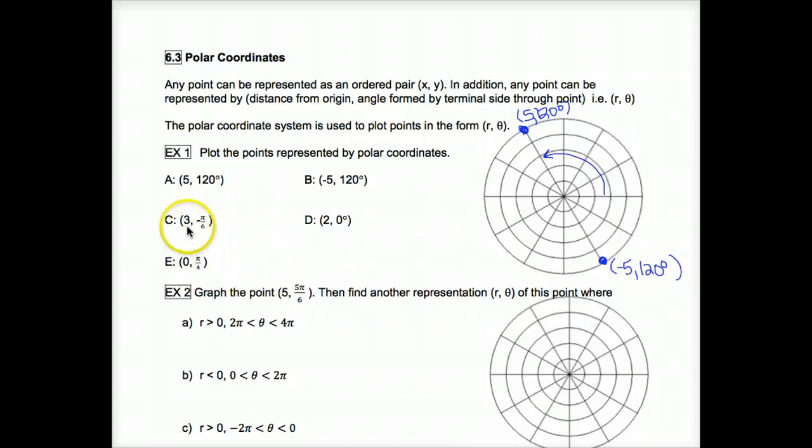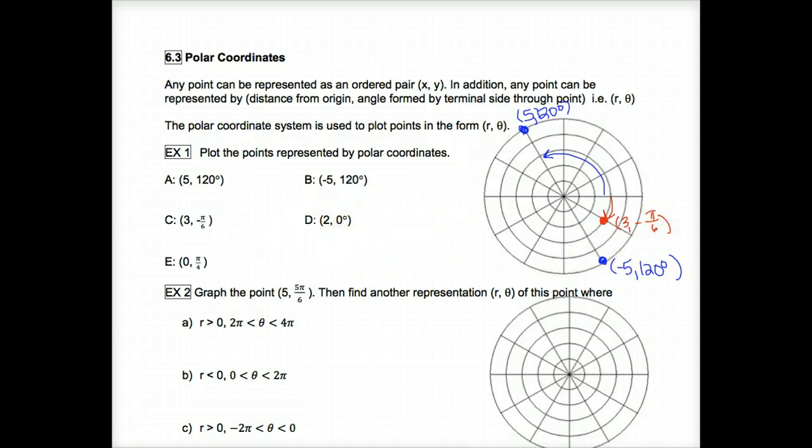If I want to do this next one, which is (3, -pi/6), again we do the angle first. Negative pi over 6 is negative 30 degrees, so that would land me here. Go back to the pole, and since it's a positive 3, 1, 2, 3, my point would be right here. So this would be (3, -pi/6).